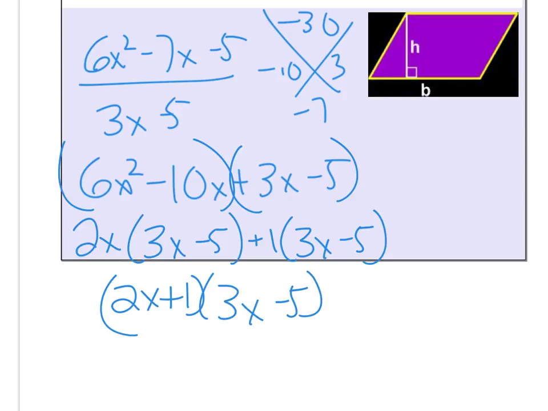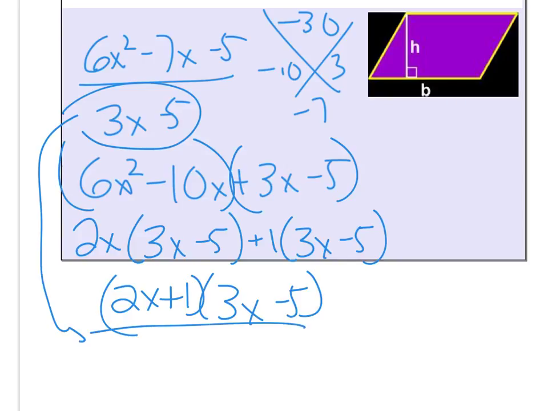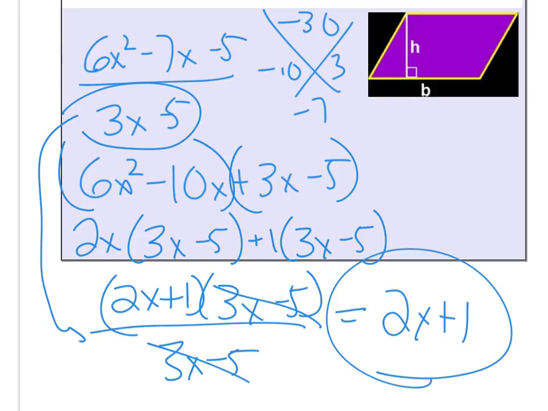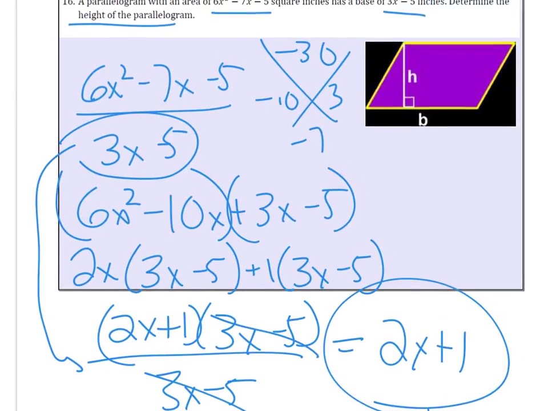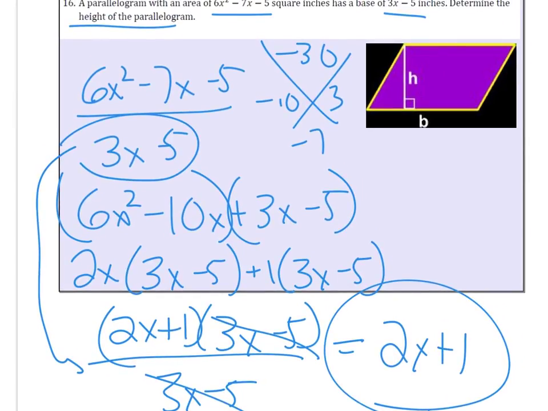Now, that's just the top. This still goes underneath of it. But now notice, that cancels, so I'm left with 2x plus 1. There's my answer. That is the height of this problem. All right, you have to be very picky about this, and you have to keep everything very detailed. Take your time and come talk to me with questions.